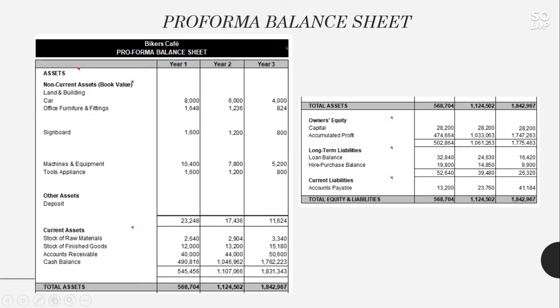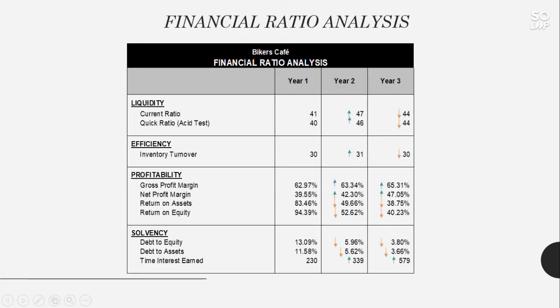For pro forma balance sheet, the total asset from year 1 is 568,704. It increased at year 2, which is 1,124,502, and increased at year 3, which is 1,842,967. Same goes to the total equity and liability as well. And this is our financial ratio analysis.